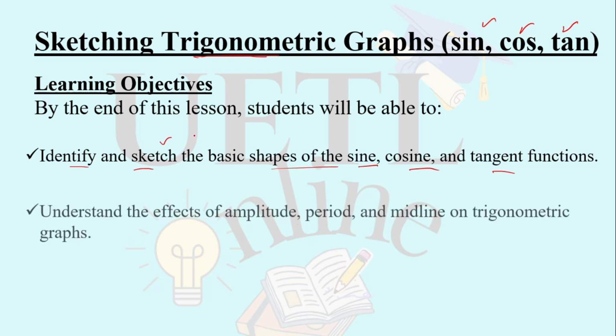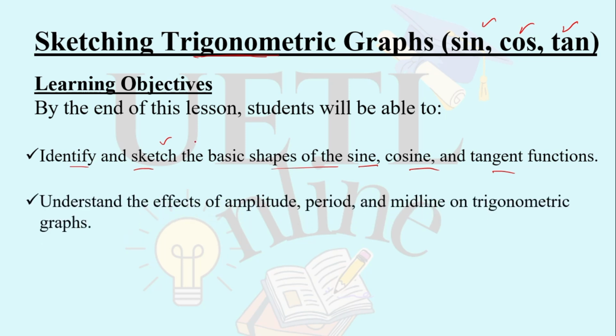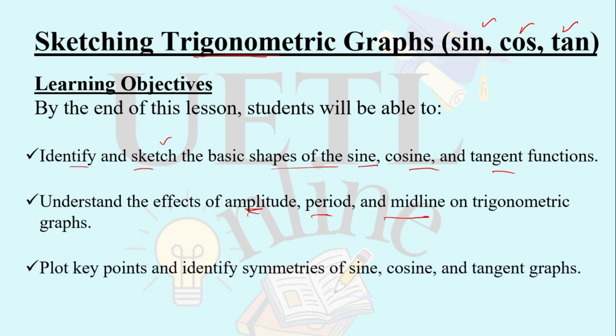The second objective is to understand the effects of amplitude, period, and midline on the graph. How do they change, and how do they affect the graph? Then the third objective is to plot key points of the graph and identify symmetries of sine, cosine, and tangent. Also, we're going to identify the lines of asymptote. So this is our learning objective.